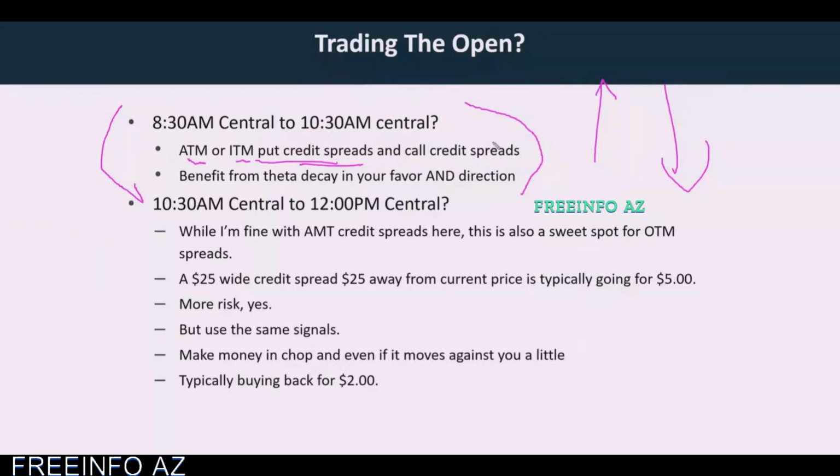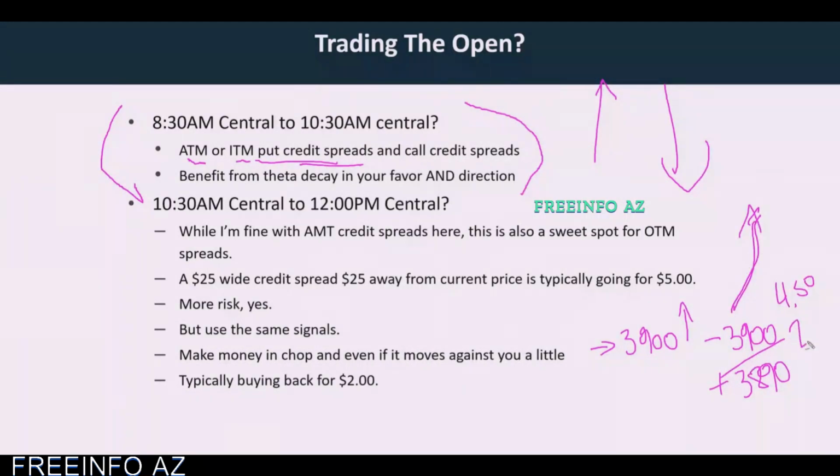If you don't know what that is, don't worry too much about this because we'll cover it. But if the S&Ps are at 3,900 and I get a buy signal, I'm going to sell the $3,900 put. I don't want to be naked, so then I would buy the 38.90 put. And that's the spread. I'd get a credit of $4.50, and then as it goes, I try to buy it back at about $2.50.